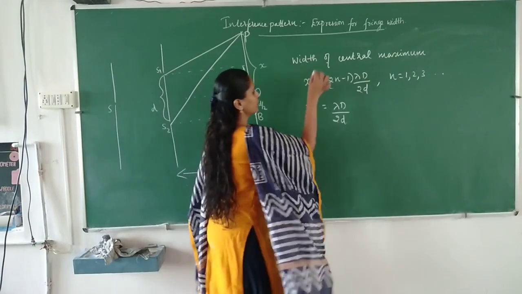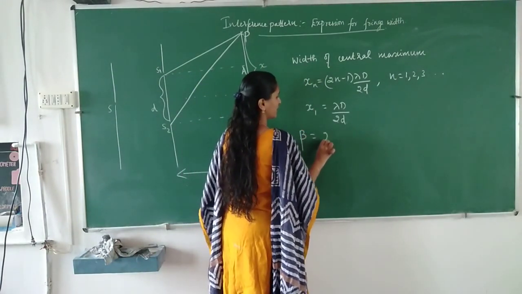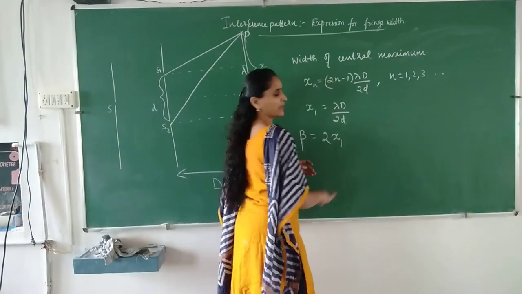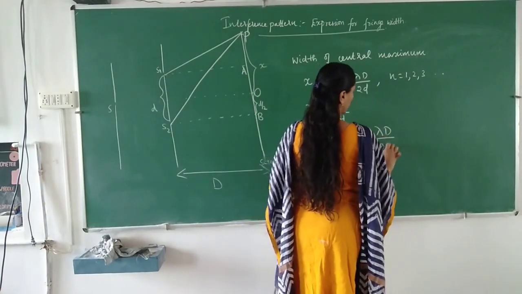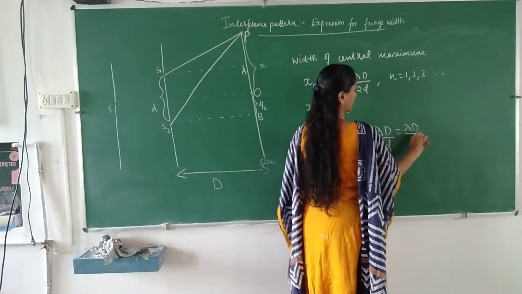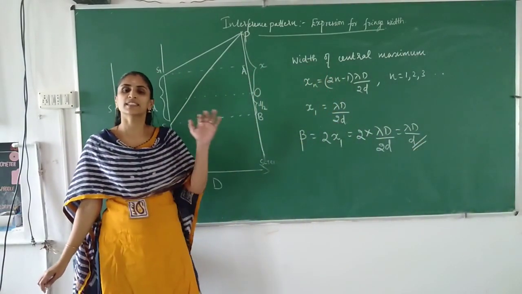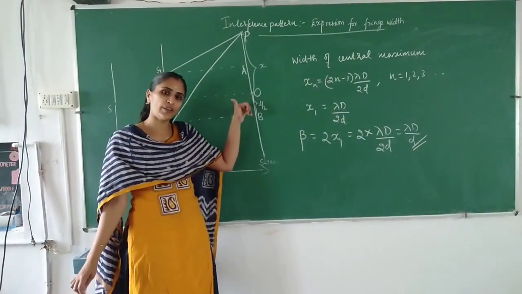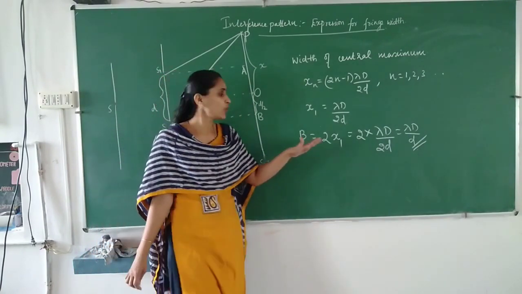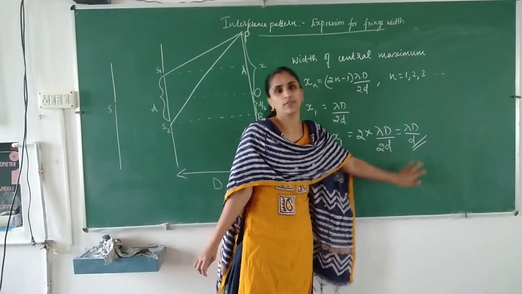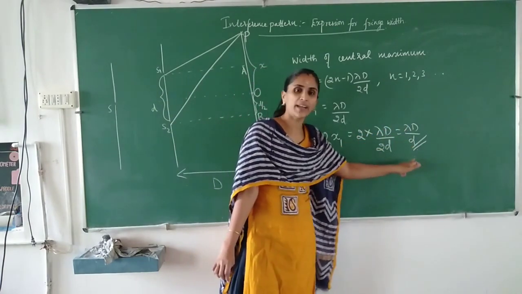So the total width of the central maximum, if you are representing it as fringe width, is equal to 2 times x_1, which is equal to 2 times lambda D by 2d, which is equal to lambda D by d. So here also you can say that all fringes are of equal width, whether it is the central fringe or a bright fringe or a dark fringe, it does not matter. All fringes are of equal width. Okay, so the linear width is given by beta equal to lambda D by d.